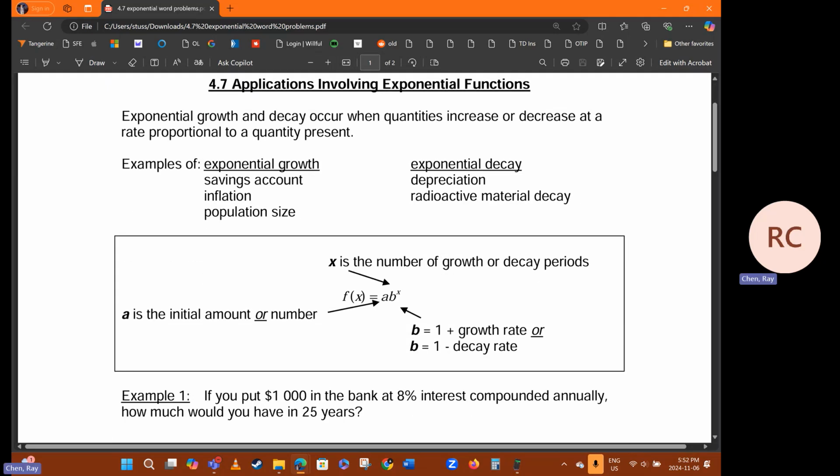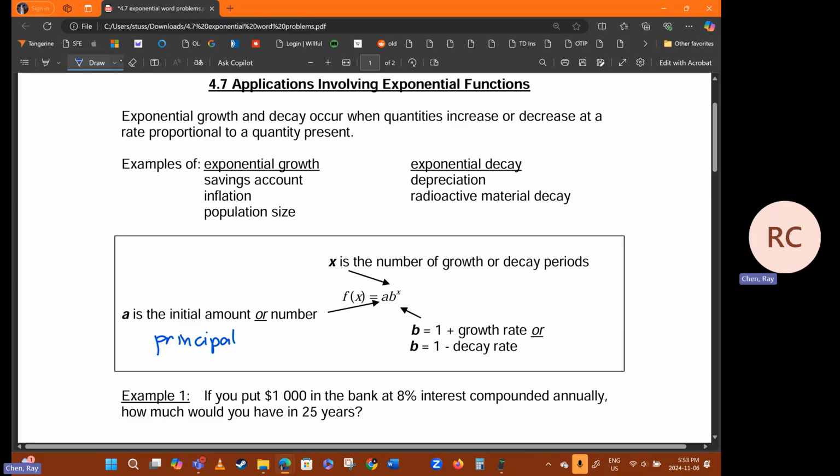So I scroll down here really quickly. The formula we have is f(x) = a times b to the x. Now, a in this example stands for the initial amount or number. This is also known as the principal. And we'll talk about this more when we go through things.